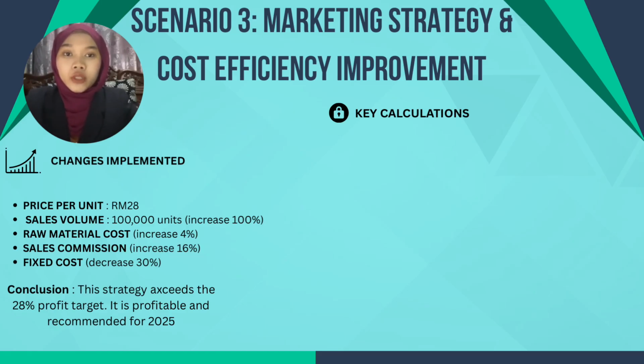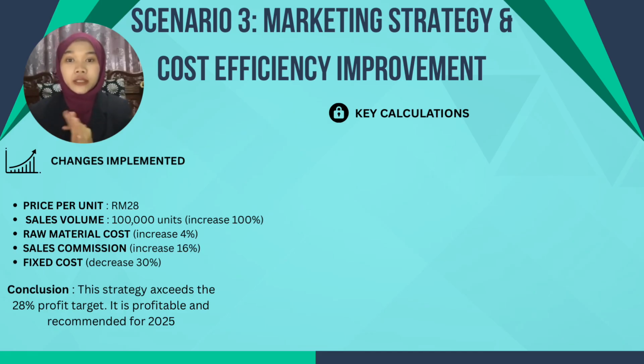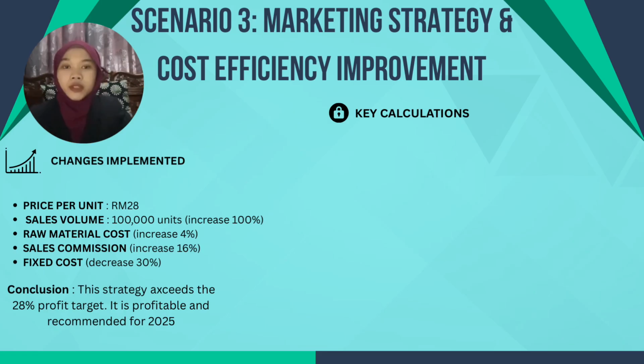The total variable cost is 1,748,000 ringgit. After reducing fixed cost by 30%, the new fixed cost is 189,000 ringgit. And then the contribution margin is 1,052,000 ringgit. And after deducting fixed cost, the profit is 863,000 ringgit. Finally, the net income to sales ratio is 30.82%, which is higher than the company's target of 28%. The strategy is both profitable and efficient, and it's recommended for implementation in 2025.